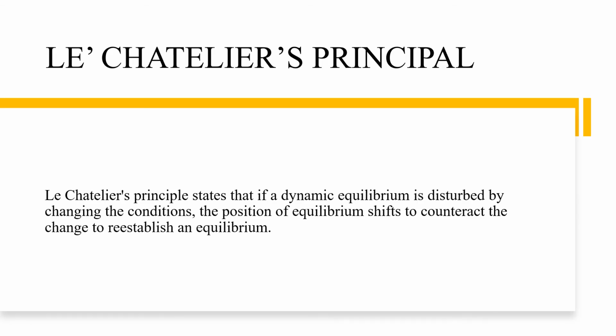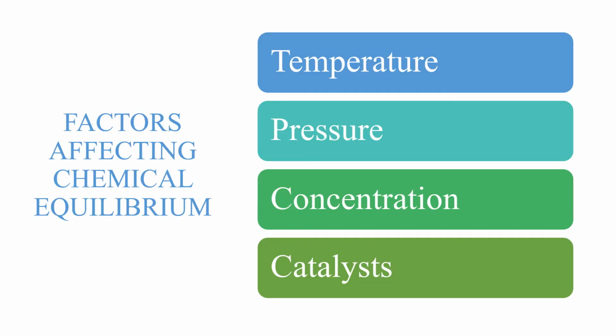Next is Le Chatelier's principle. Le Chatelier's principle states that if a dynamic equilibrium is disturbed by changing the conditions, the position of equilibrium shifts to counteract the change to re-establish an equilibrium. Some factors which can affect the equilibrium include temperature, pressure, concentration, and catalyst. We're going to look at these one by one.